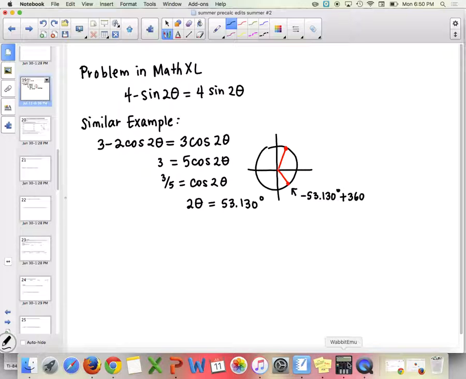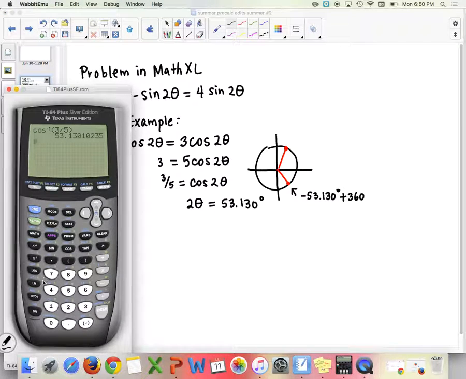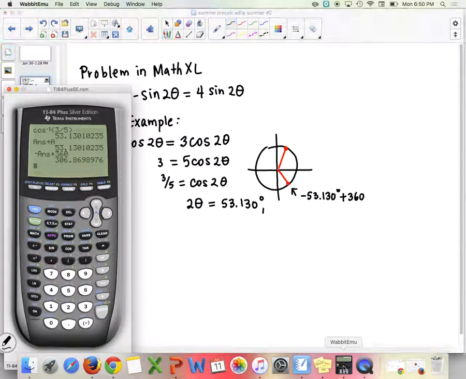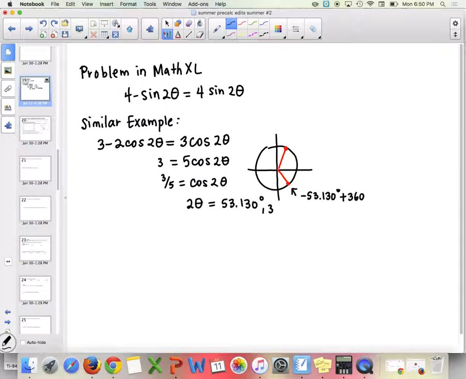If I go back to my calculator, I can store this value. I'm going to store my 53 number as A, just in case I need it. I'm going to take my negative answer, negative 53, and add it to 360. When you do that, you get 306 something. So that's another answer: 306.870.